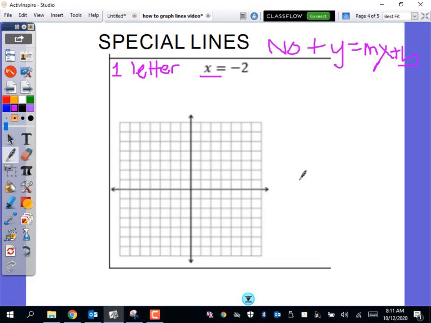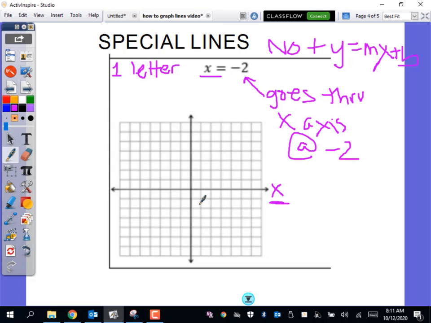It says x. That means it's going to go through the x-axis. Where does it go through the x-axis? At that number, they tell you. Goes through x-axis at -2. So where is -2 on the x? Well, it's over here, dot. And if it has to go through this point, it's not going to go on the x-axis. It has to go through the x-axis. So it's going to be a straight up and down line. Again, you would use your straight line tool. And that's it. That's the whole graph.